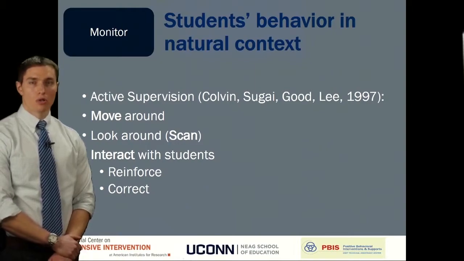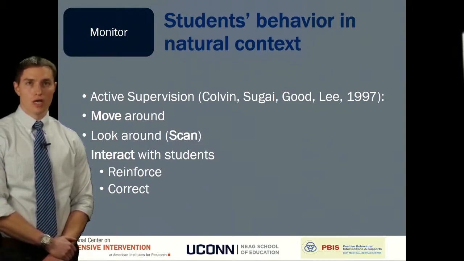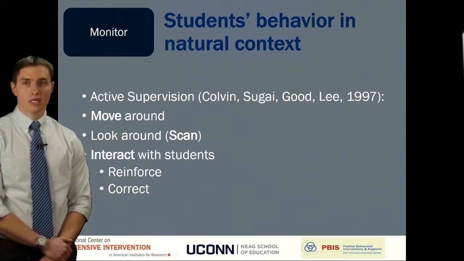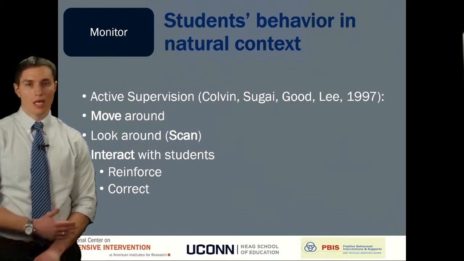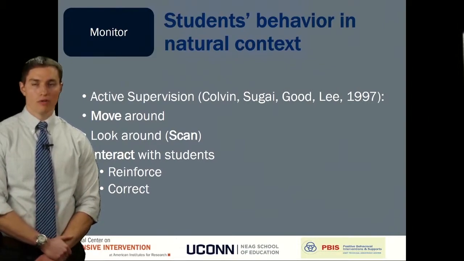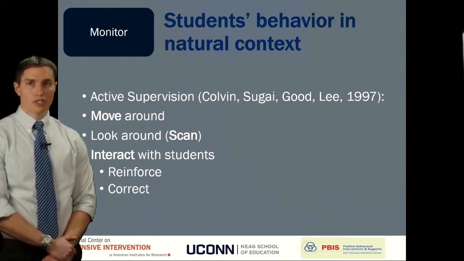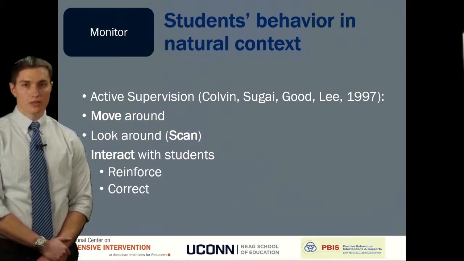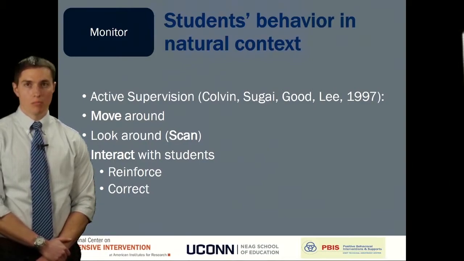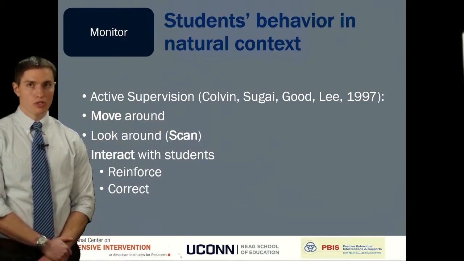To do this, we look at an article from 1997 from Colvin, Sugai, Good, and Lee, where they talked about the idea of active supervision. Again, a notion and a concept you've likely heard before and something you likely already do. When we're looking at how to actively supervise students, what we're looking to do can be broken down into 3 discrete steps: moving around, looking around, and interacting with students.